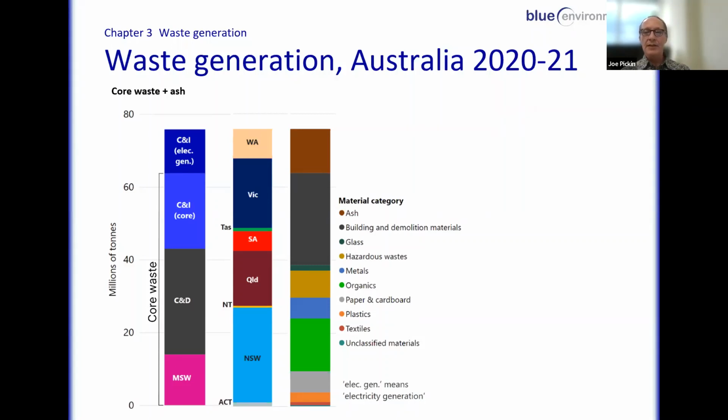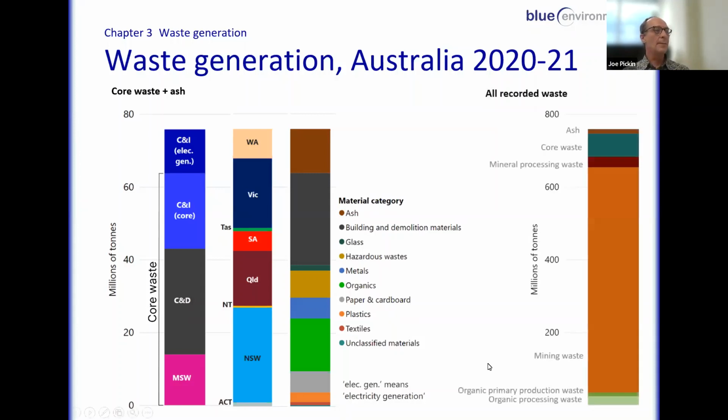Now I'm going to show you this one as well. Now this is a different bar. This is showing here, actually this lot here, called core waste plus ash, is at the top of this bar there. The rest of it is showing what we call non-core waste that we've recorded, which are principally here, this big orangey thing, mining waste. There's also organic primary production waste, organic processing waste, and mineral processing waste, which is mainly red mud.